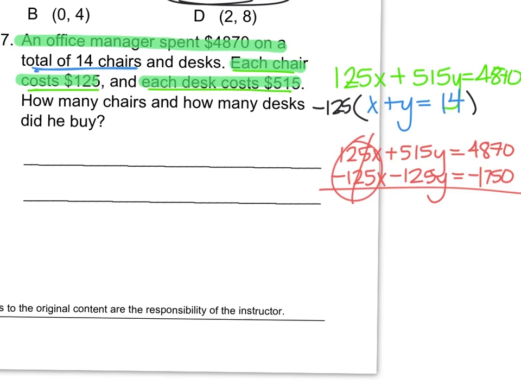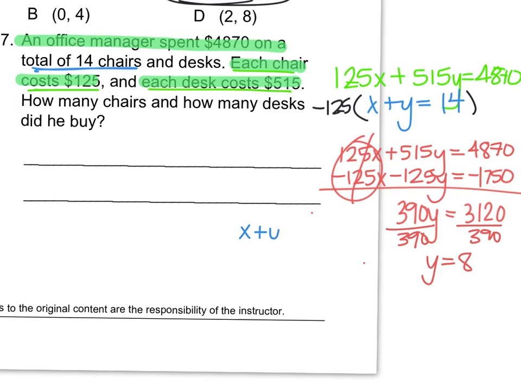All right, I'm going to cancel and add, and I'm going to get 390y is equal to 3,120. And if I divide to solve for y, I'm going to get y is equal to 8. All right, and then I need to plug back in to get my second value. So I'm going to use an original equation. The easiest one to use is actually the bottom one, x plus y equals 14. So x plus 8 is 14. So if I subtract 8, x is going to be 6.